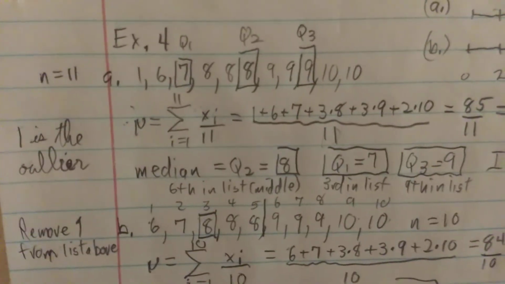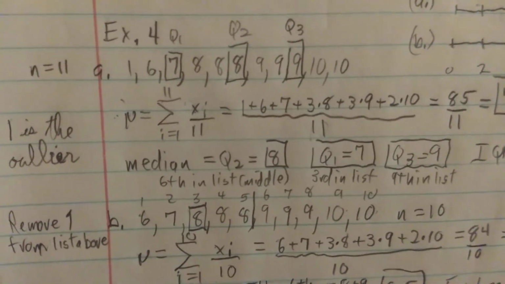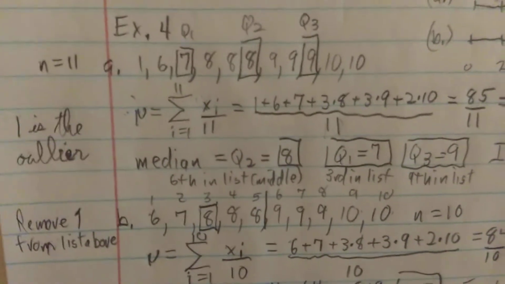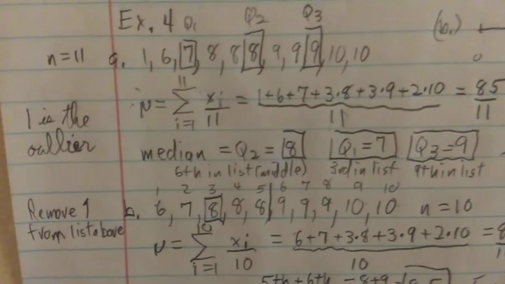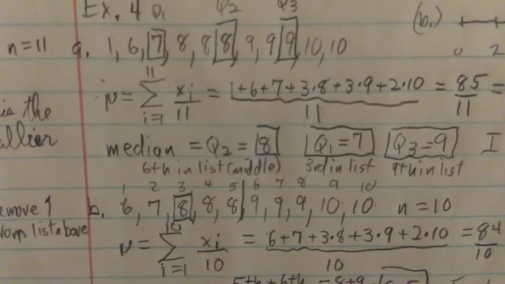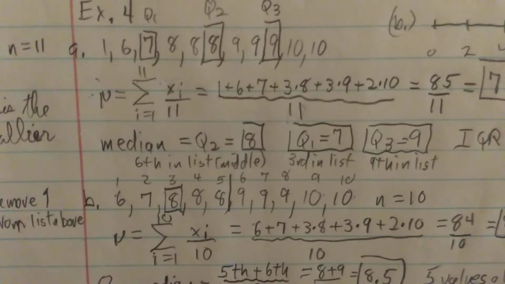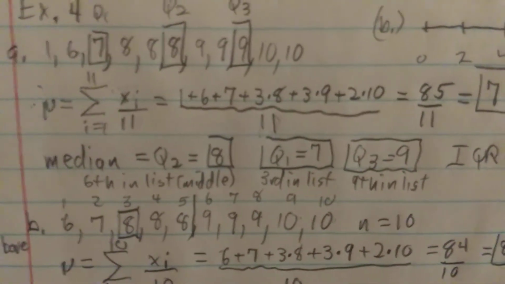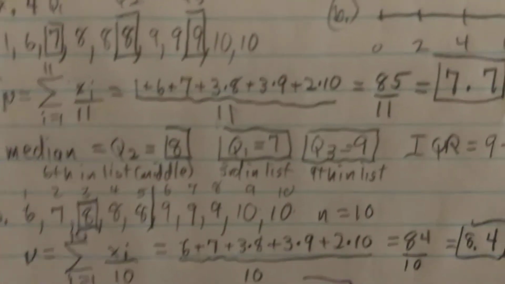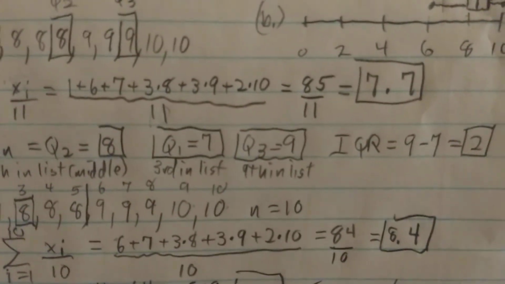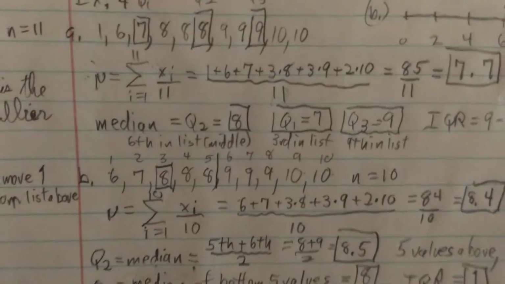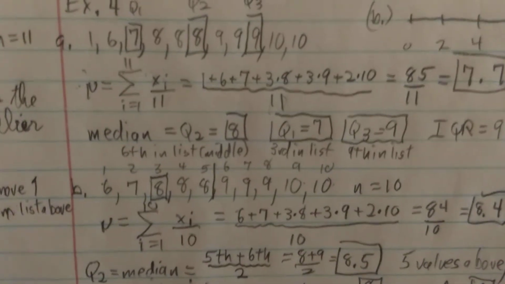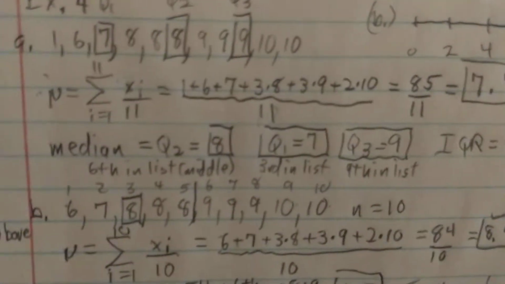Now 1 is called an outlier because it's so far away from the pack. The rest of the pack is from 6 to 10, and 1 is way far away from that, which would drag the mean lower. Now the mean here is the summation of all the 11 terms divided by 11, which is 1 plus 6 plus 7 plus 3 eights plus 3 nines plus 2 tens, which turns out to 85 over 11, or 7.7. Okay, and we can see again from above that Q2, the median, was 8, Q1 was 7, Q3 was 9.